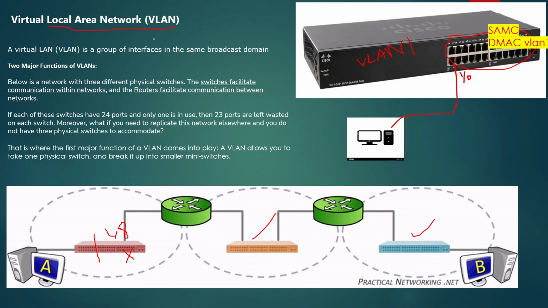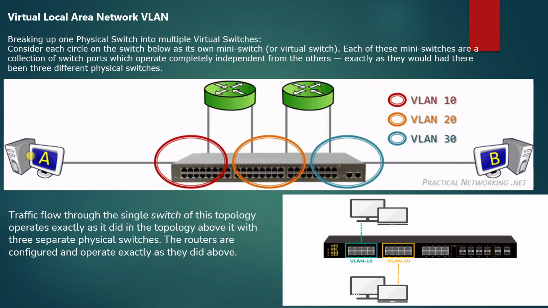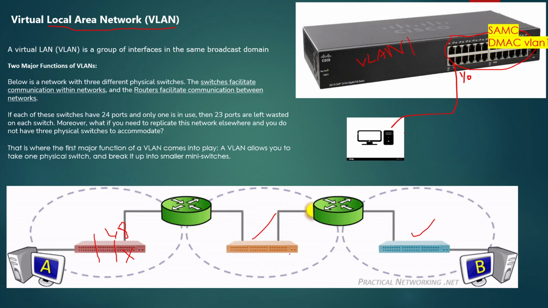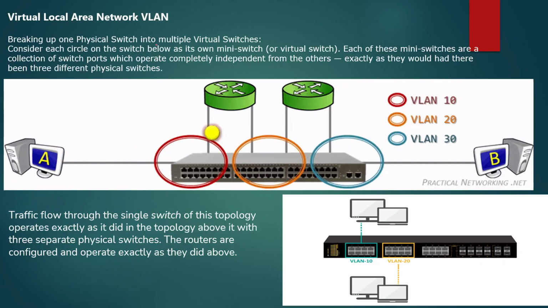It's a local area network. That's why they created a concept called VLAN. What VLAN will do is convert one broadcast domain into multiple broadcast domains. So this is one broadcast domain, and it will convert into multiple broadcast domains by using VLANs. So VLAN is breaking up one physical switch into multiple virtual switches.